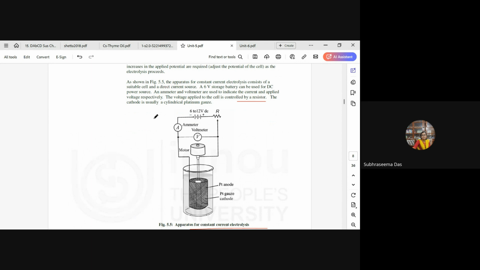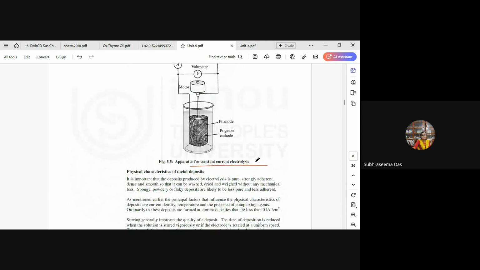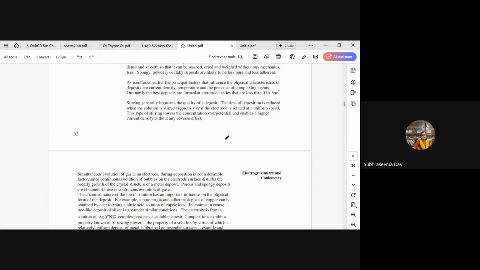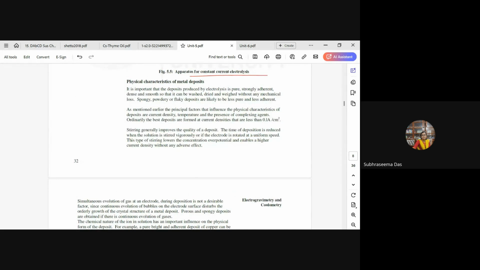Here the cathode is usually a platinum gauze. After deposition, we can measure the amount of the metal that is deposited on the platinum electrode. Then the physical characteristics of the metal deposits that occur on the platinum electrode during the electrolysis process are important. The deposits should be pure, dense and smooth, and they should stick to the electrode. Spongy or powdery deposits are not acceptable in this process.